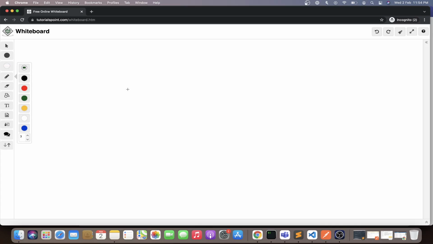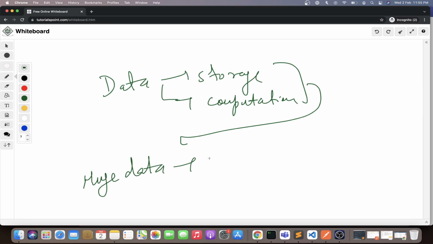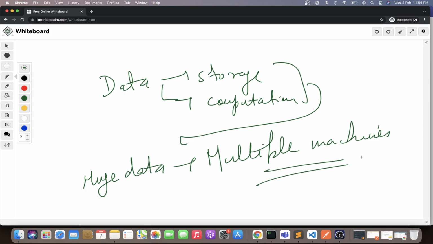So if we see that data storage and computation are happening, we need to store them somewhere. So we need huge data to get stored in multiple machines. So from here the main thing came, that is distributed systems. That is our today's main agenda.